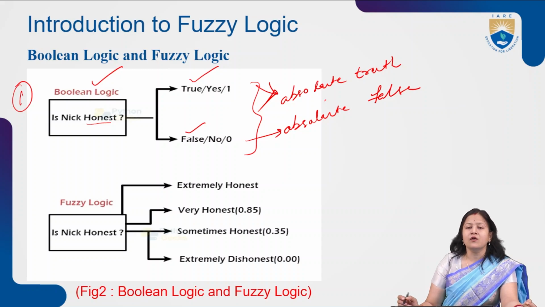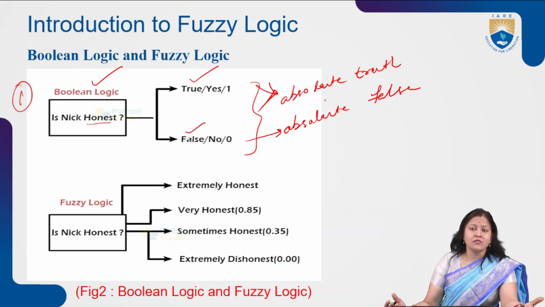Whereas in fuzzy logic, we do not know. Sometimes we say that XYZ person is honest and XYZ person is not honest, and we do not know up to what extent a person can be honest.